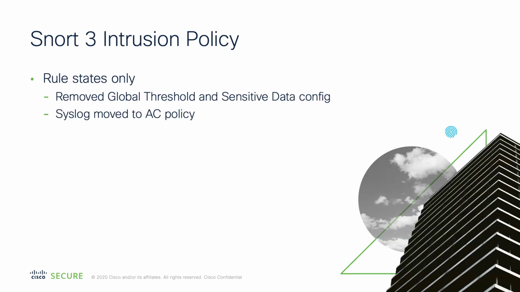For our Snort 3 intrusion policy, these are some of the changes. So Snort 3 includes rule states only. So that policy really is strictly just rule states now, whether the rule is enabled, disabled, set to block, set to alert. The global threshold and sensitive data configurations have been removed from the intrusion policy. The syslog settings have been moved to the access control policy. So there was a syslog setting previously, that's now in access control. There are no more policy layers, so you won't find policy layers in Snort 3, it's all one monolithic policy.